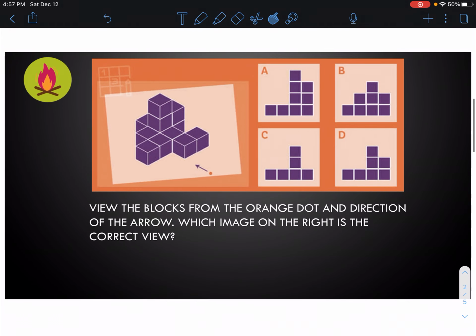All right, take a look at this image here. View the blocks from that orange dot right there and the direction of the arrow. Which image on the right would be the correct view?